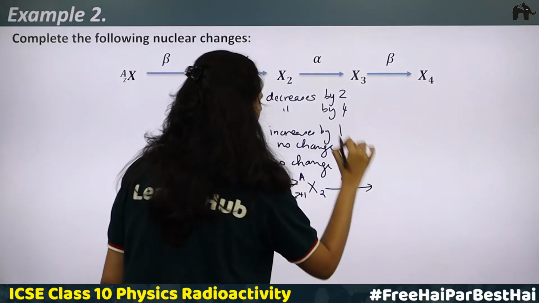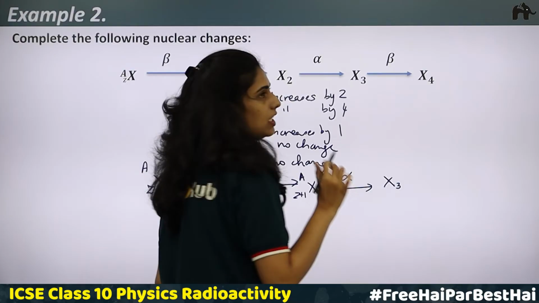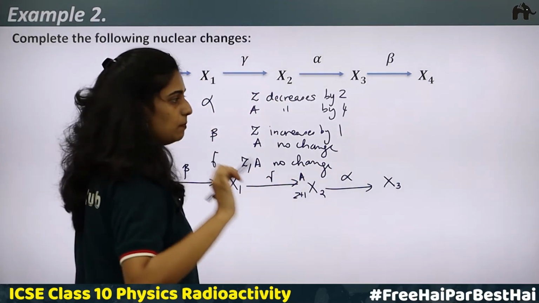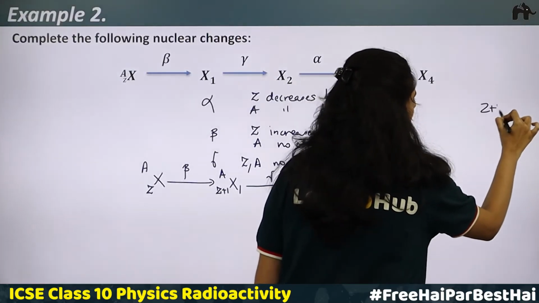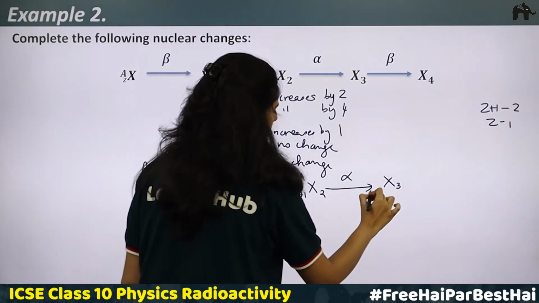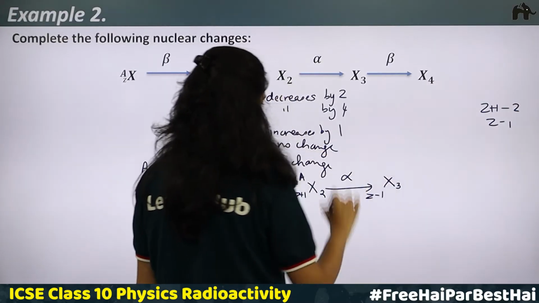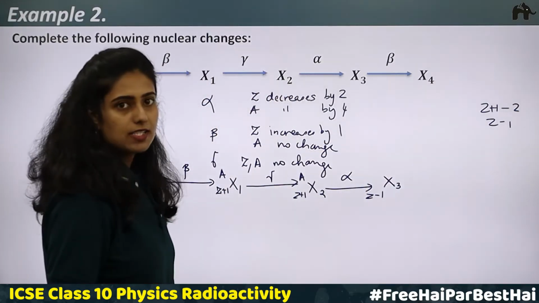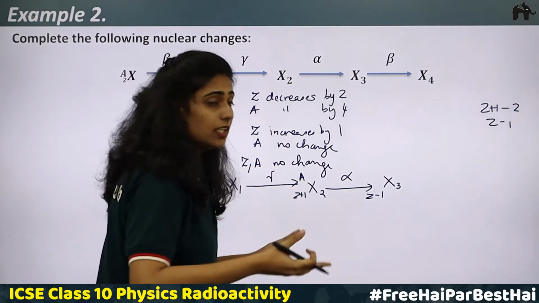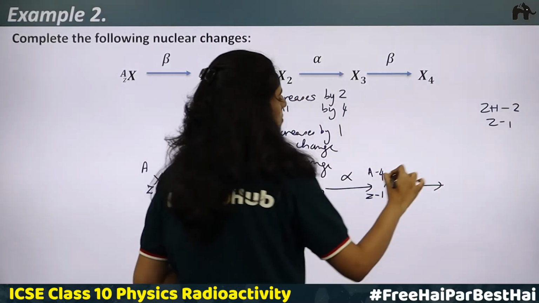Next it is undergoing alpha emission. Okay. During alpha emission what happens? Atomic number should decrease by 2. So here we have Z plus 1, Z plus 1 minus 2, which is Z minus 1. What about the mass number? The mass number during alpha emission should decrease by 4. So, A minus 4. Next, it is undergoing beta emission.